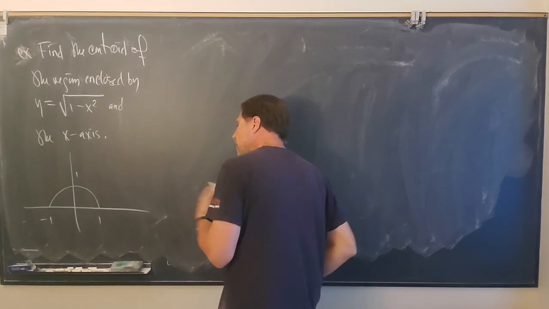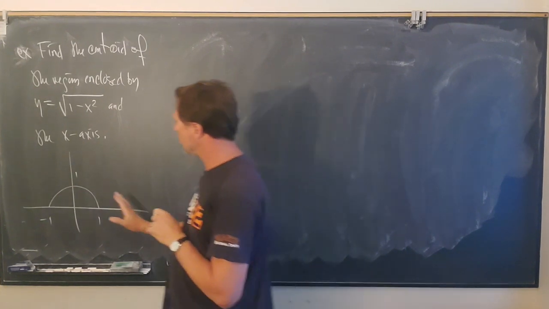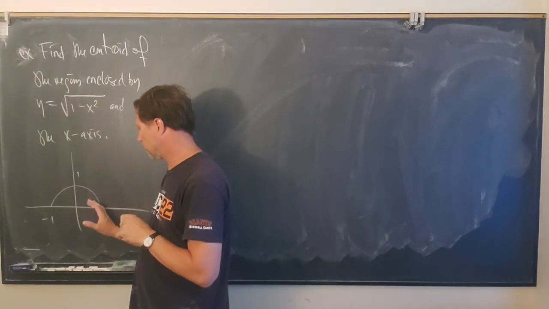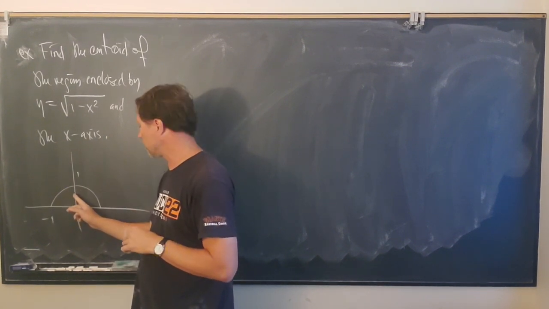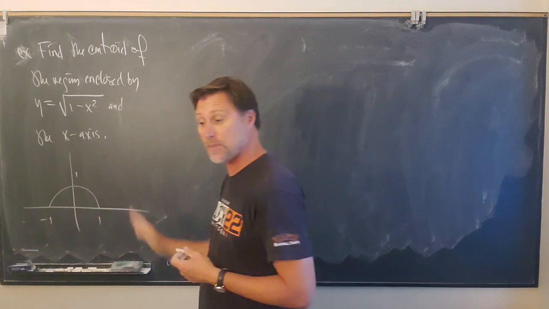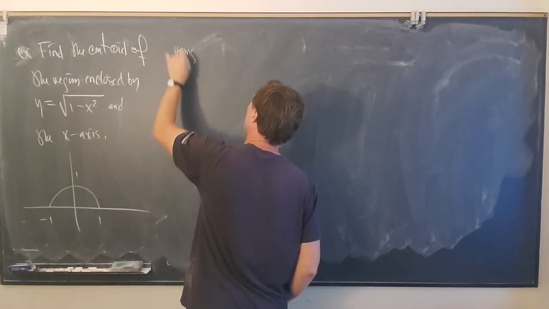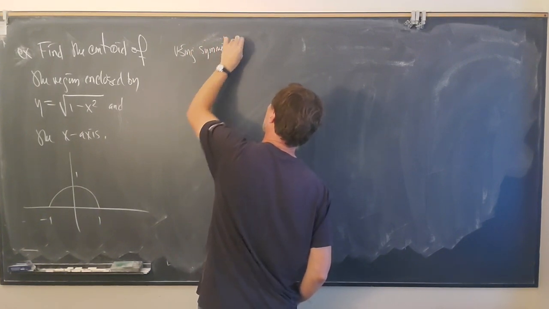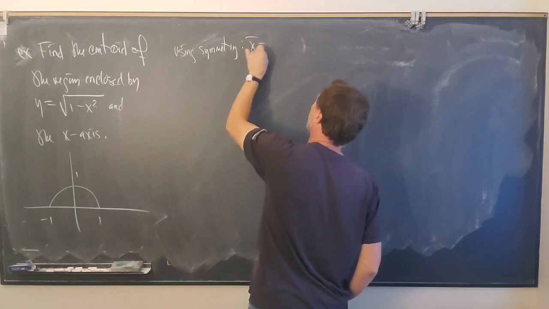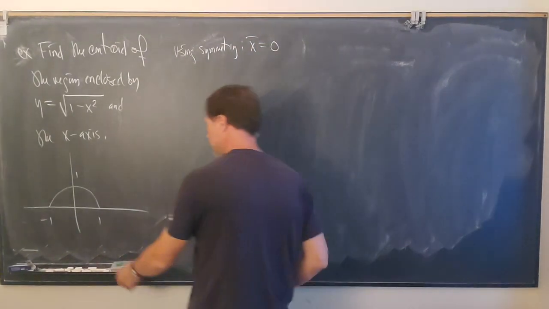Now, a couple of things to notice. First of all, because the density is uniform, using symmetry, we can shortcut the process. We can say x bar has to be right in the middle. So using symmetry, x bar equals 0.